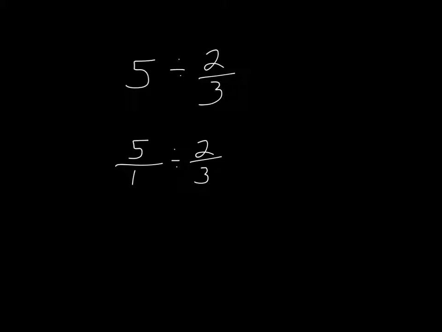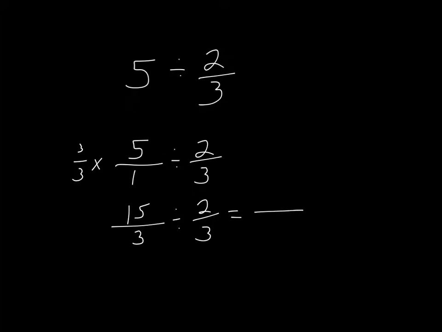Now the common denominator method forces us to find a common denominator. So what I'm going to do is multiply this fraction 5/1 by 3. So now I'm going to make an equivalent fraction of 15/3 divided by 2/3. Now what we're going to do is divide the numerators, and divide the denominators. Well, let's get rid of the denominators first.